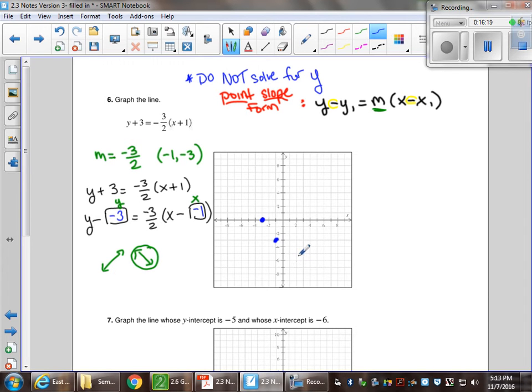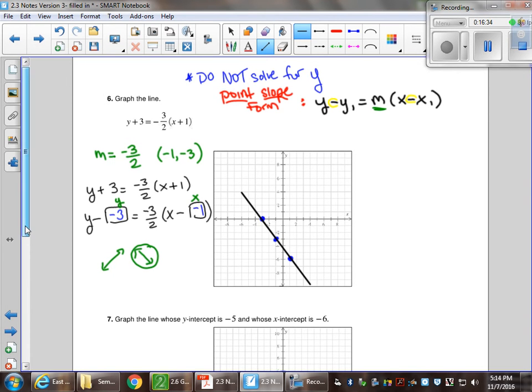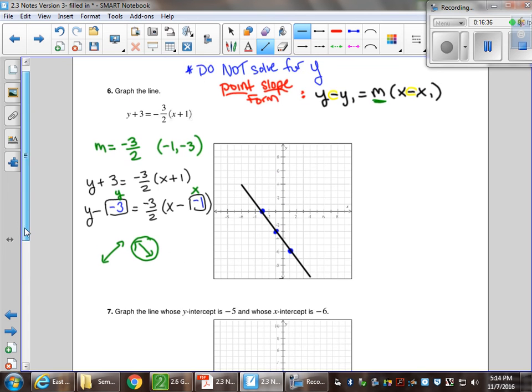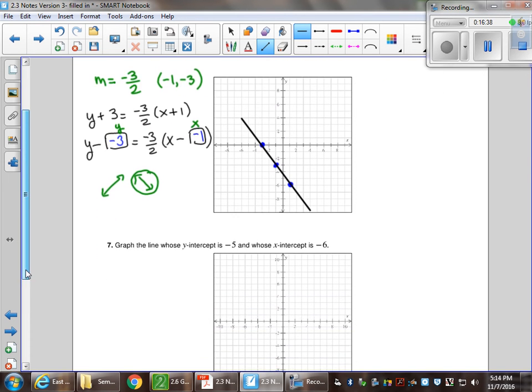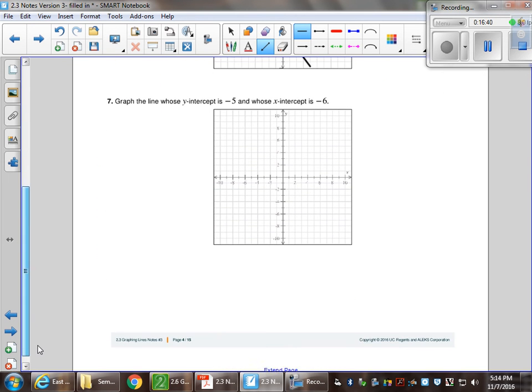But what about some point over here? Well, let's go down 1, 2, 3, to the right 1, 2. And now I have a really nice line. We're going to get more practice with this farther on in the assignment. So no worries. Number 7.